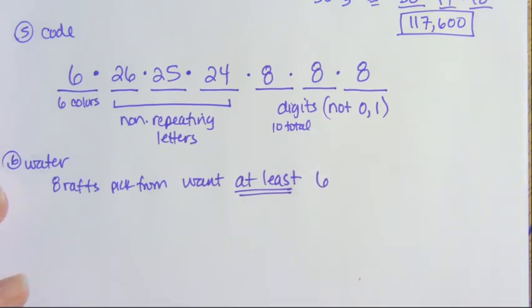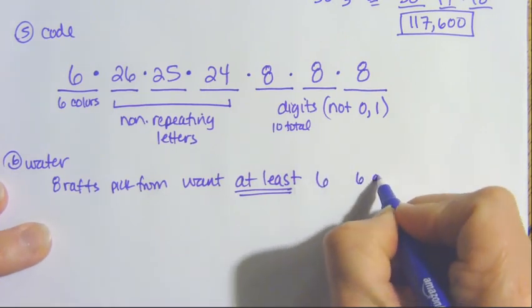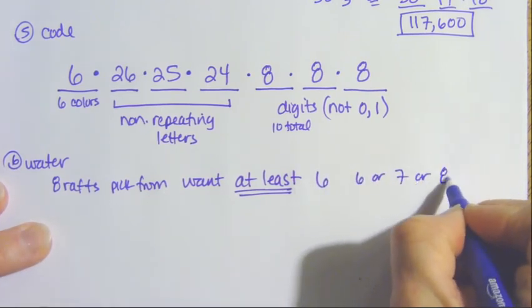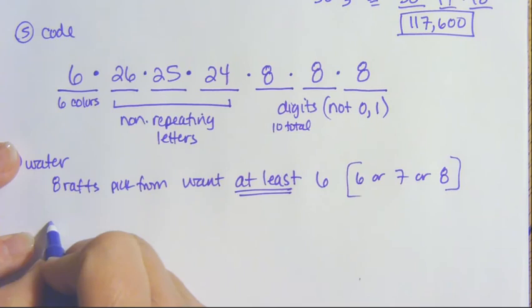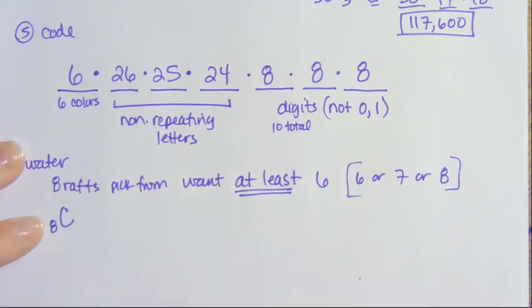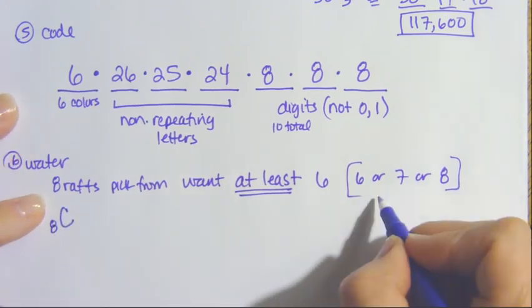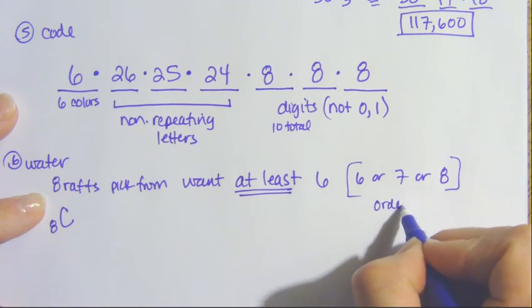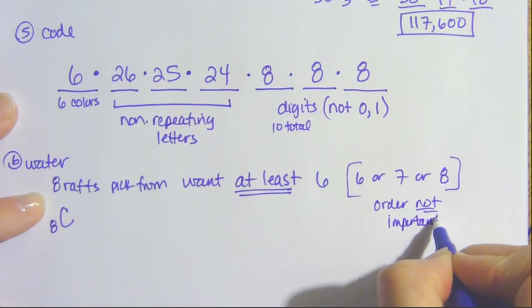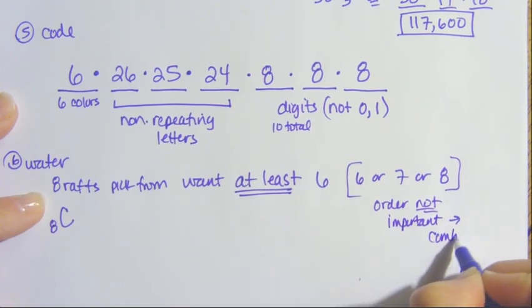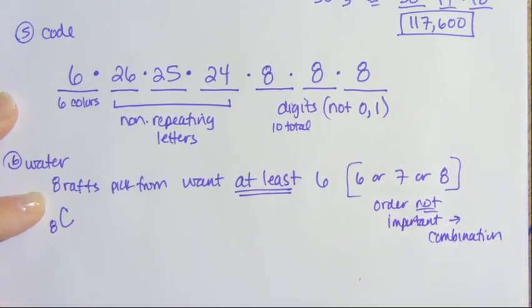So if I say 6, that means I'll be happy with 6 or 7 or all 8 of them. So that's what that means. Now, the order that I use these isn't important. So I've got 8 to pick from. This is a combination because order is not important. So that's called a combination. Permutation, order is important; combination, it is not. So I've got 8 to pick from and I want to pick 6.